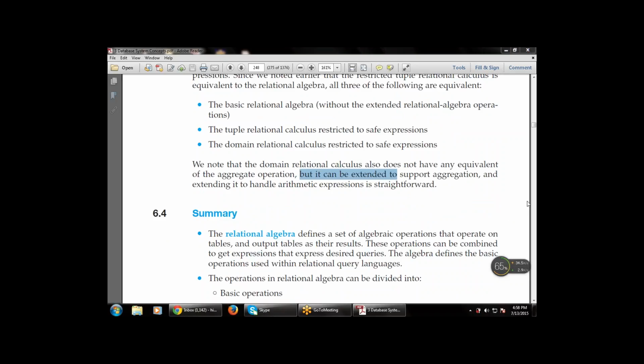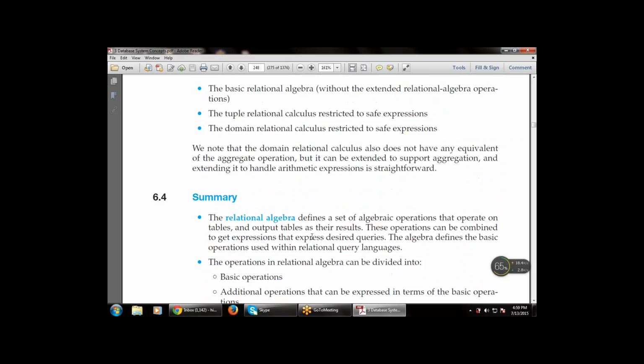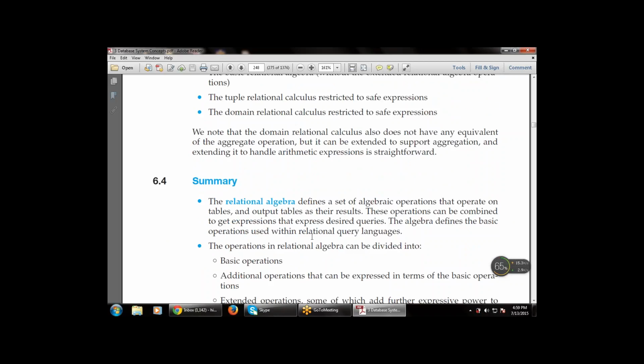What is the summary all about, or what is the main logic behind this chapter? The first point says the relational algebra defines a set of algebraic operations that operate on tables and output tables as their result. So it operates on tables and also produces tables as its result. These operations can be combined to get expressions that express the desired query.